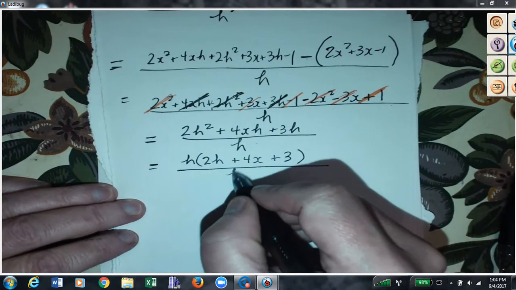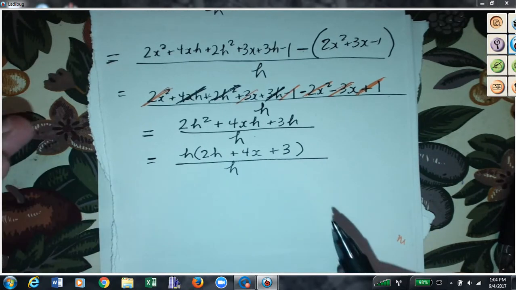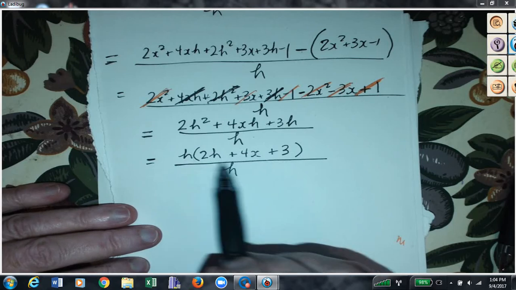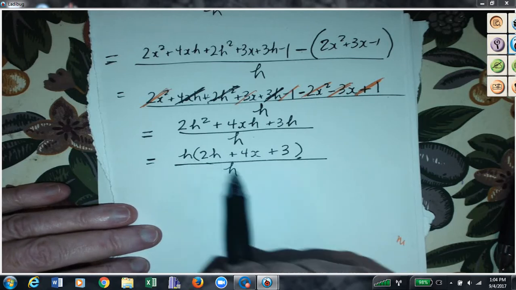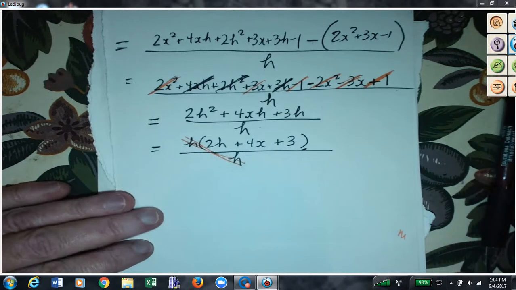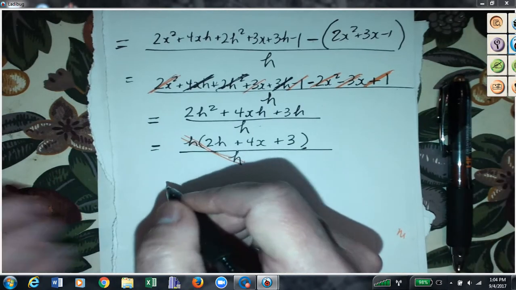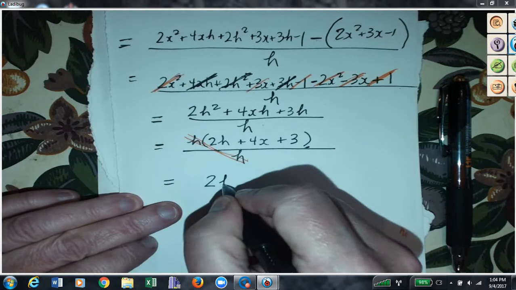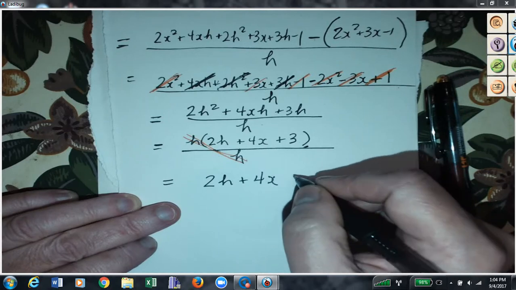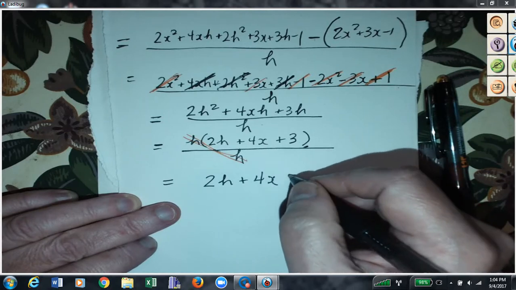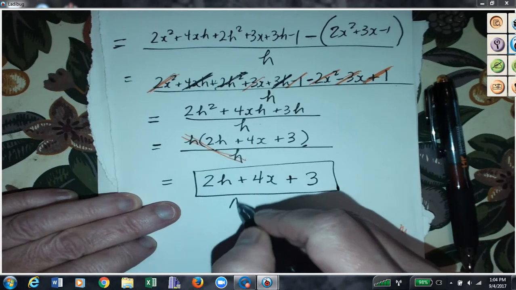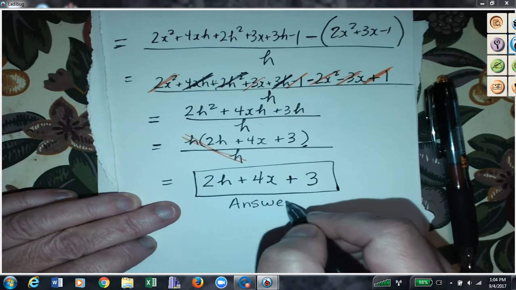Now I can cancel the h's, because I have a product in the numerator, h times all of this over h. So the h's here will cancel because we have a product. And after cancellation, I'm left with 2h plus 4x plus 3. And that is the answer.